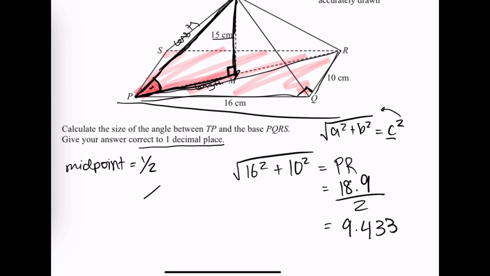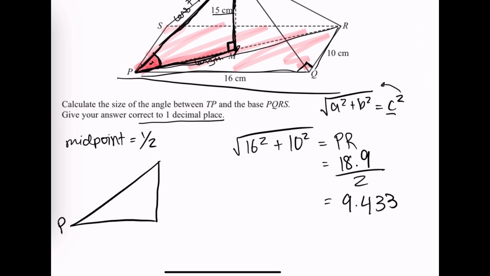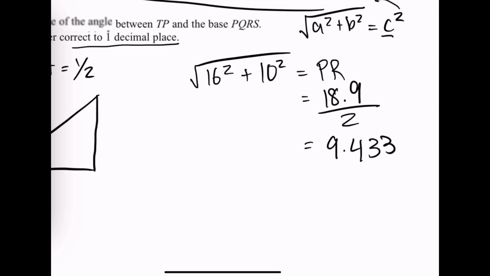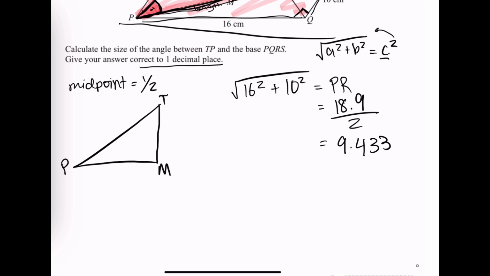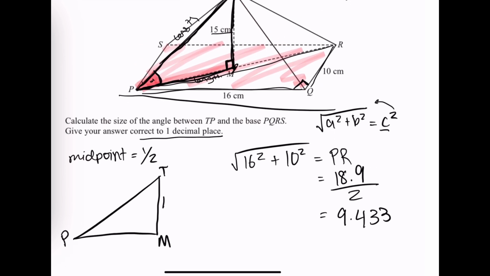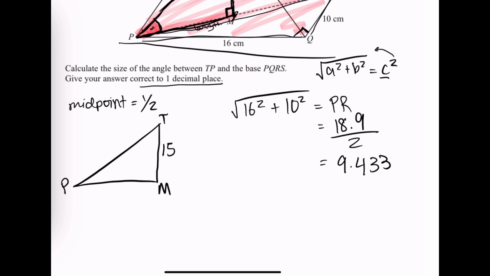If we just draw it so that we can really know what we're looking at, since this diagram is getting a bit more confusing, if this is P, T, and M, you can see over here this is 15. This over here is the angle we're trying to find, and we have just found that this over here is 9.433. So how we're going to find this is we can just use SOHCAHTOA. One way that I can remind myself what the equation is, is basically just saying it really slowly. SOHCAHTOA.